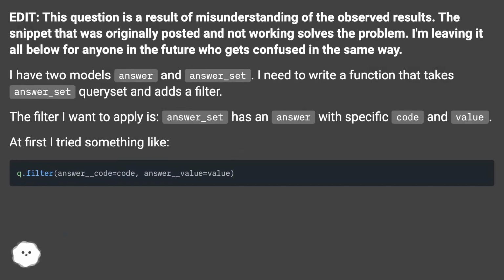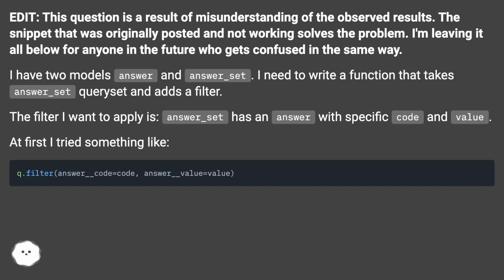Filter with multiple conditions on a single related object. Edit. This question is a result of misunderstanding of the observed results. The snippet that was originally posted and not working solves the problem. I'm leaving it all below for anyone in the future who gets confused in the same way.